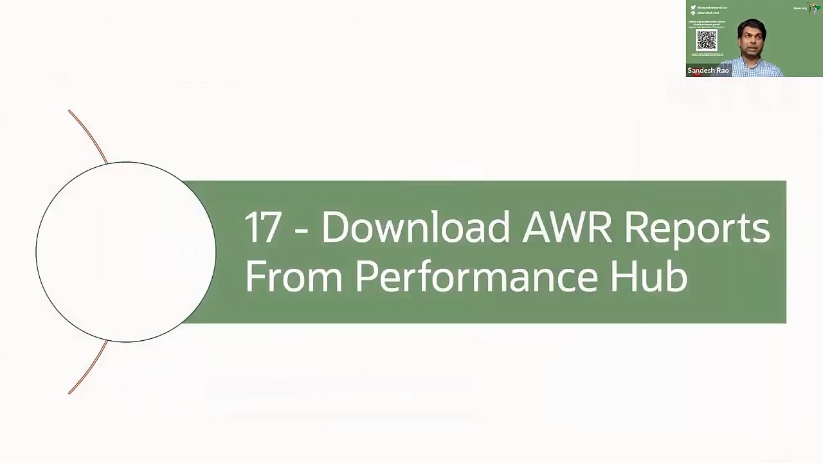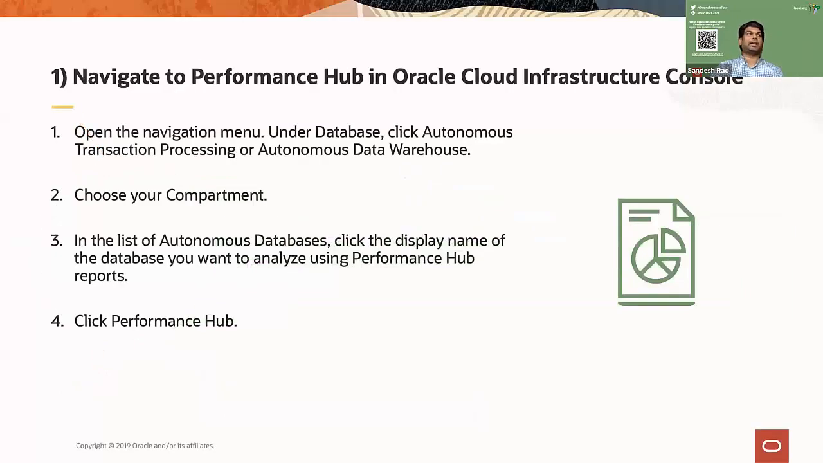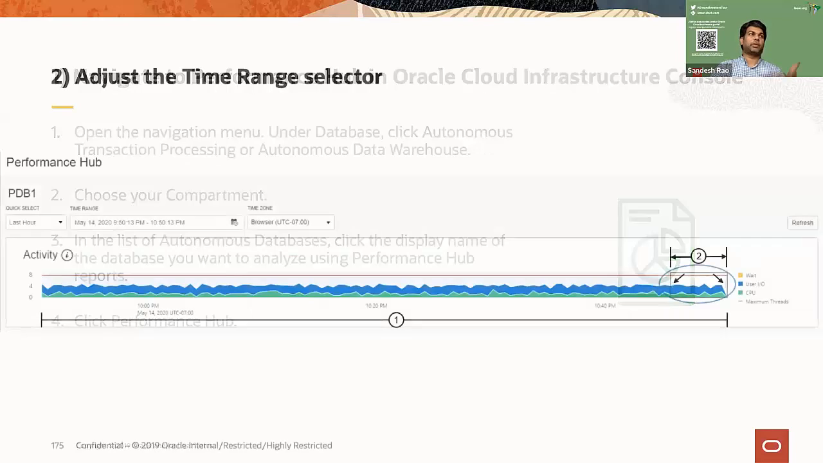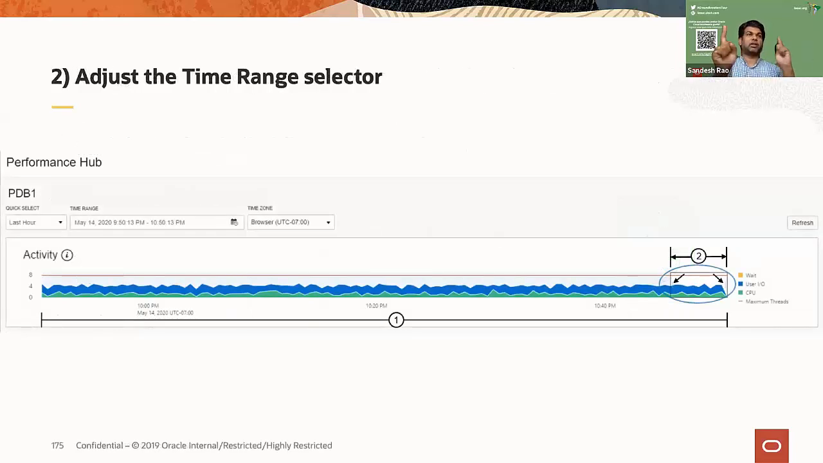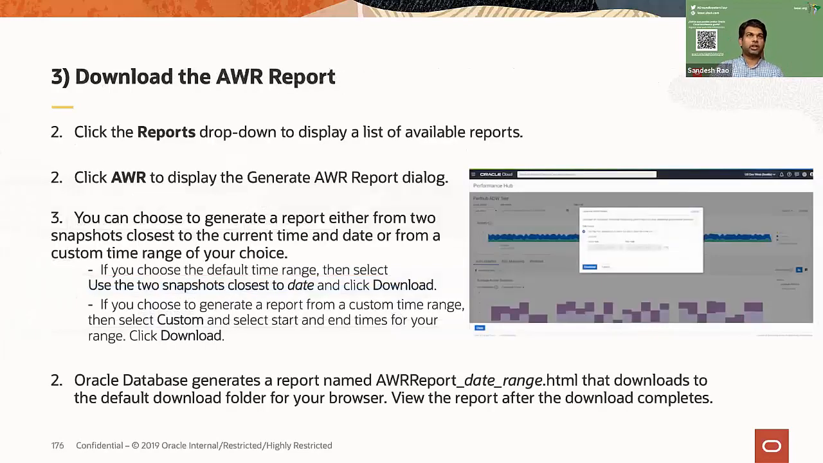Number 17, you can now download AWR reports. A lot of DBAs didn't like the fact that they can see everything on their screen, but they can't download AWR reports. So now when you go to the databases, you can choose your compartment, and in the compartment you can display the database. You click on Performance Hub, you select a range of what you want in the Performance Hub, and there's an option that you can say, I want the reports. And then you click the AWR reports, and once you pick the sample, the difference between which you want, the HTML file downloads to your browser.